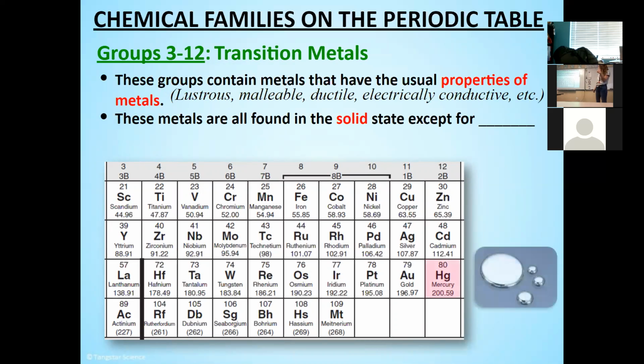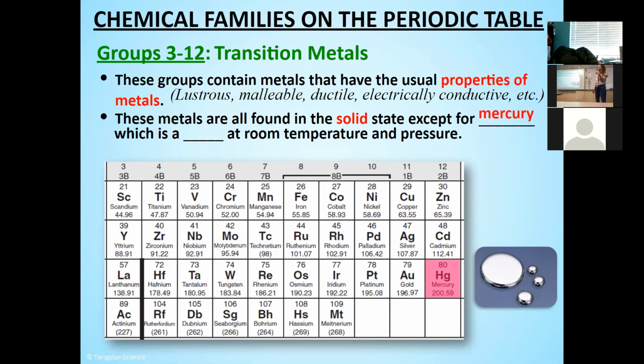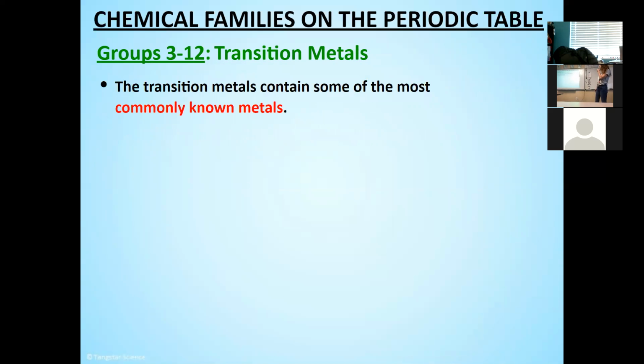So they're always found in the solid state, except for what? Mercury. Don't play with mercury. Like, really, really don't. It will either make you really stupid because it will give you brain damage, or it will kill you. Same with lead.